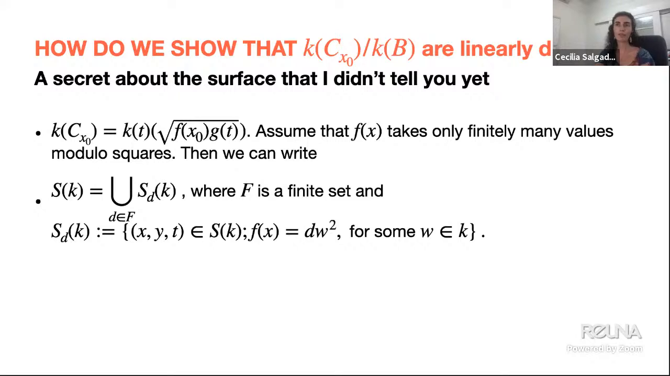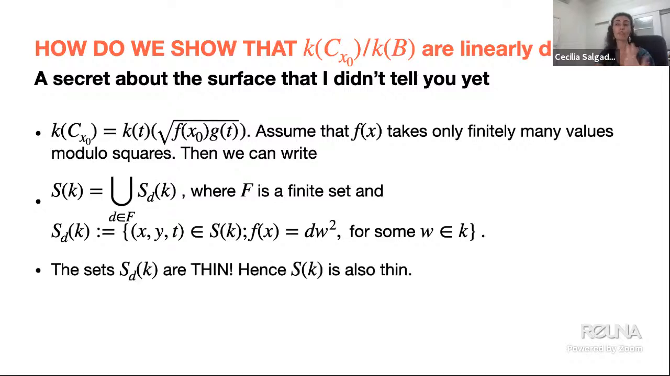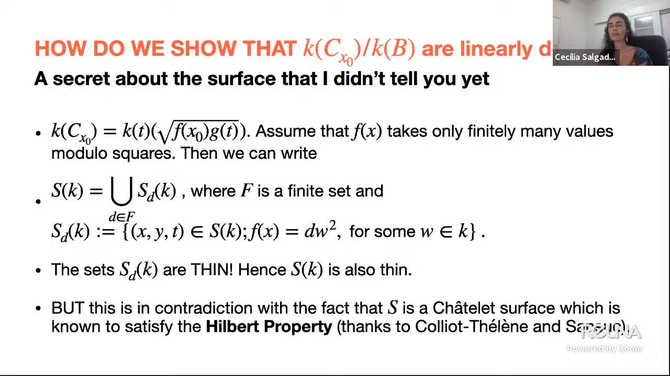And the point is that if I just have finitely many of those, this means that I can write the K points in my surface as a finite union of proper closed sets inside of it, which are thin sets. We can show that they are thin. And they are not proper closed sets. They are type 2 sets. And this contradicts the fact that this is a Châtelet surface. And thanks to Colliot-Thélène and Sansuc, we know that it satisfies the Hilbert property. So it cannot have that the K points are of type 2.